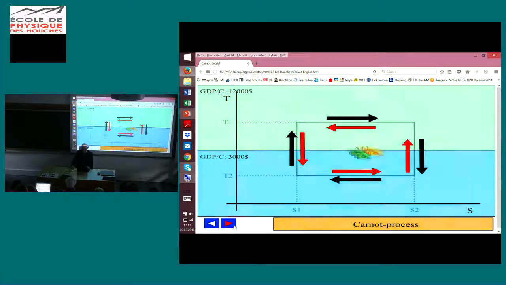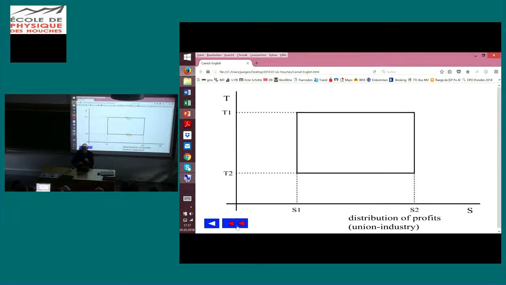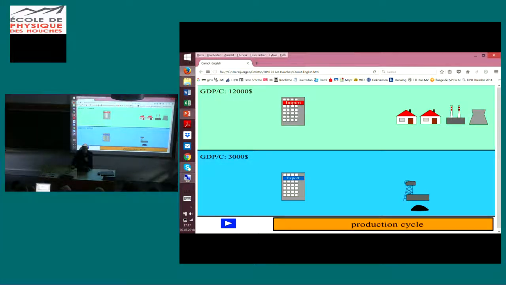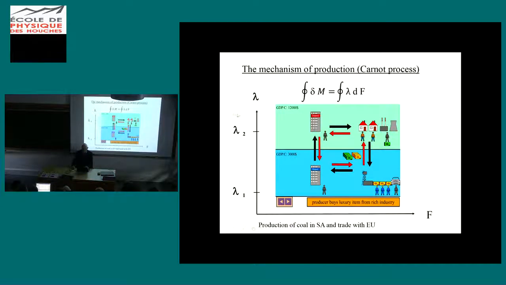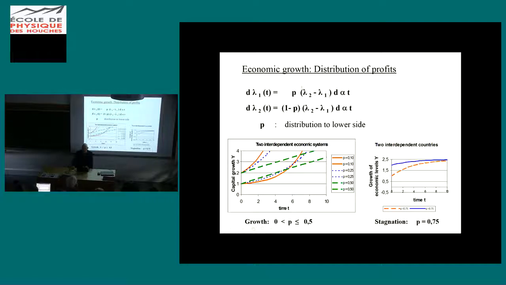And what happens now in this TS diagram is that the surplus that is produced, the profit, is divided to both sides. So both sides profit from this, and they start over with the same process. But you see, they spiral up, they get richer, the earnings get higher and higher. So the production process is a Carnot process. And we can calculate economic growth by seeing how the profit is distributed. P is the percentage distributed to the lower side, to the poor side, and 1 minus P to the higher side. Okay, and there we get exponential growth if P is smaller than 0.5.